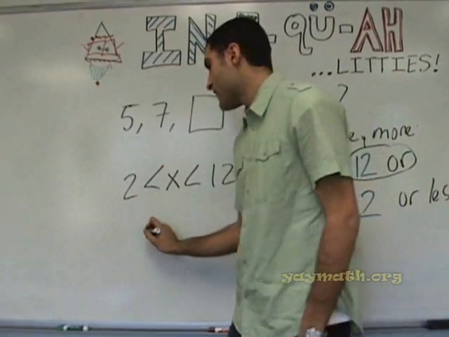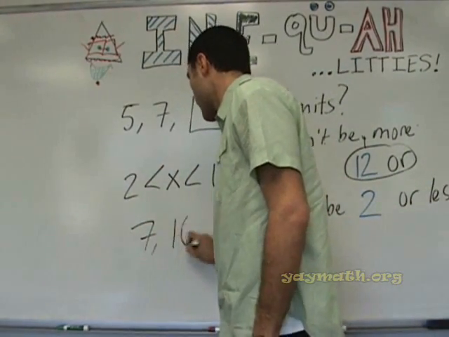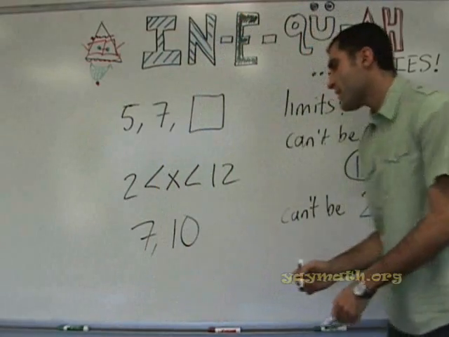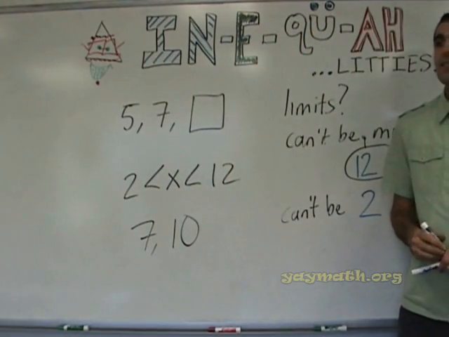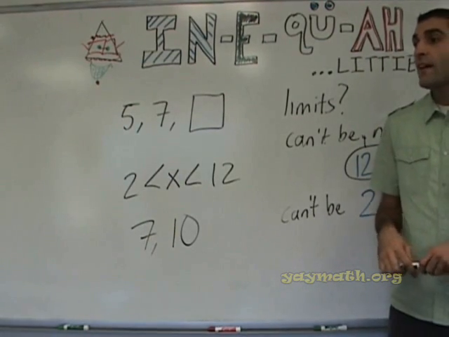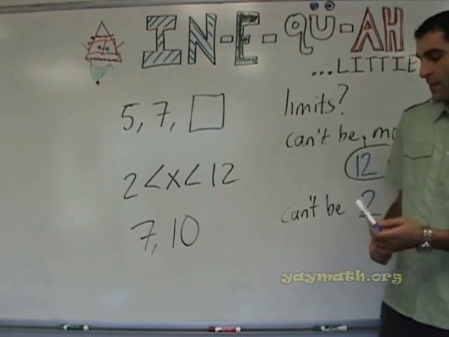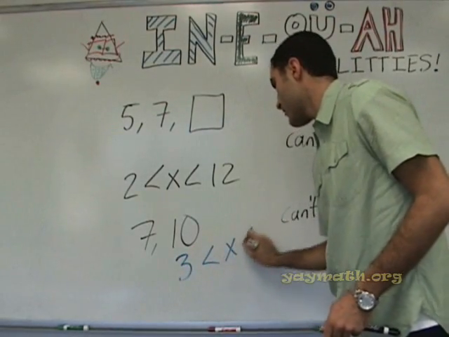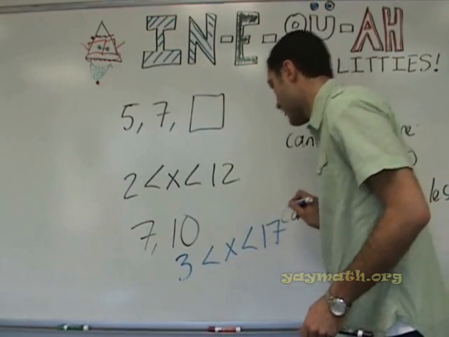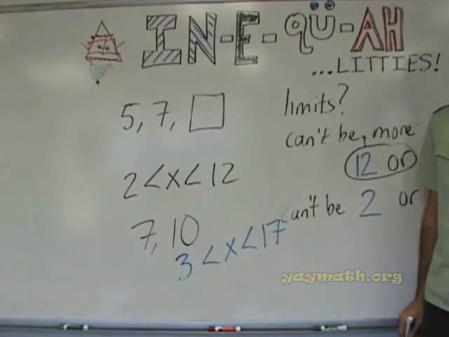7 and 10. What is the range of the third side that you can make a triangle? 17 and 3. So it can't be 17 or more. And then it can't be 3 or less. Yeah, that's the easiest way to express it. That makes it quicker.